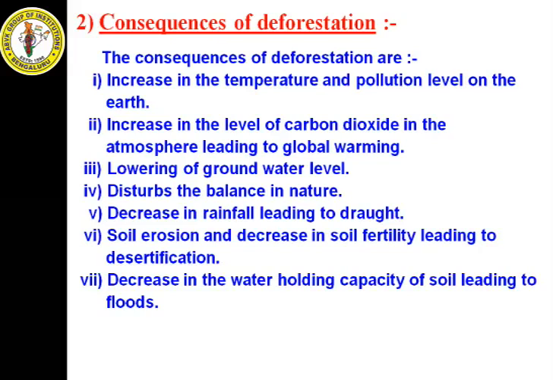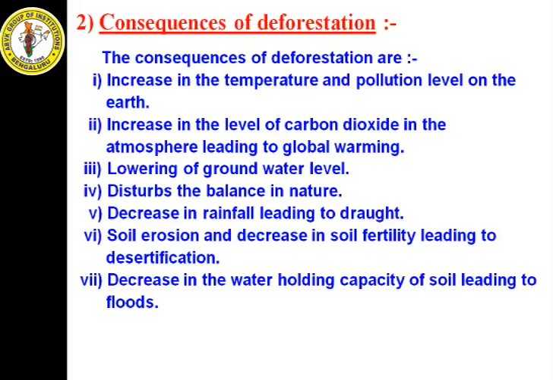Okay. Next, decrease in water holding capacity of soil leading to floods. As I told you, if the top layer of the soil gets eroded, or if there are no plants or trees, then there will be no one to absorb the water. Understood? So the soil will lose its absorbing capacity. That is nothing but the percolation rate. The absorbing capacity of the soil is called percolation. This percolation rate will decrease so that it will lead you to floods.